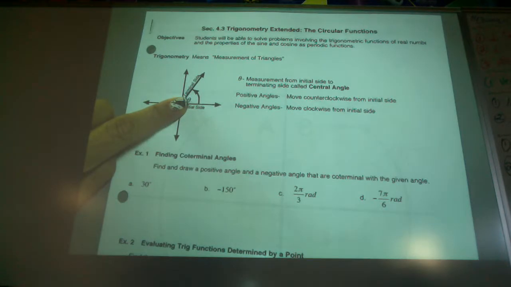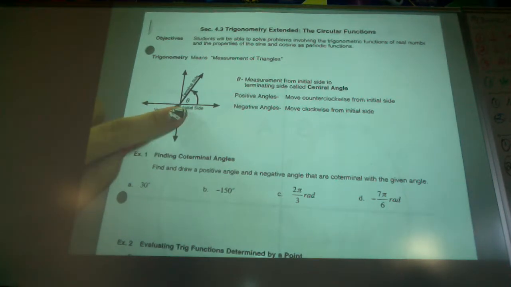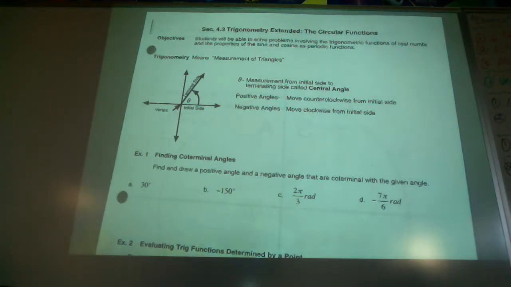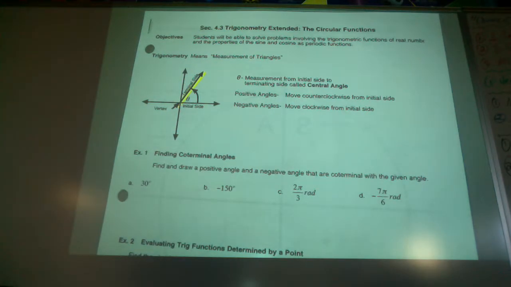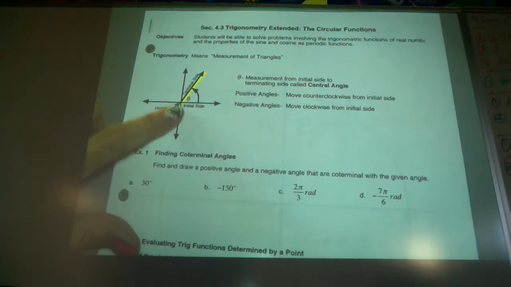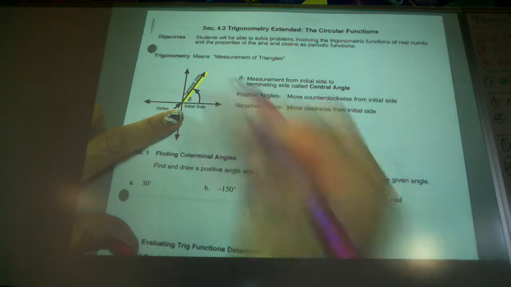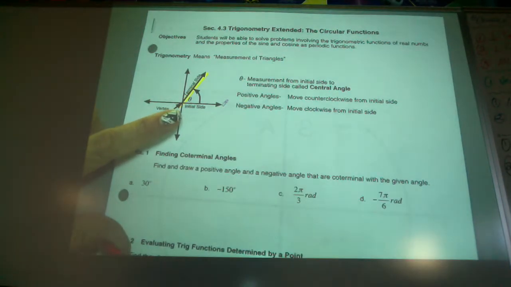Your central angle is created by an initial side of the coordinate grid, which is the right side of your x-axis, to this terminal side. The terminal side is important. All angles, however, will start at this initial side, which is at 0 degrees or 0 radians.